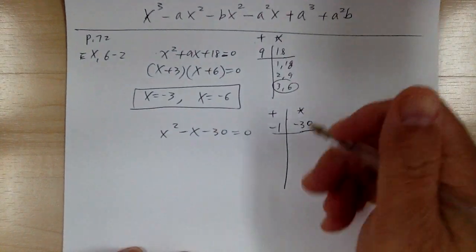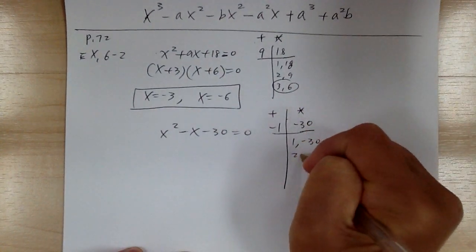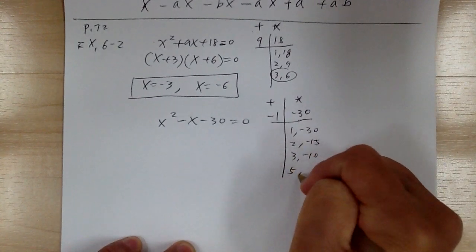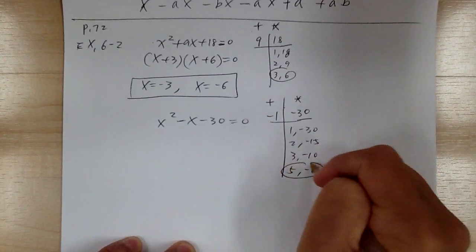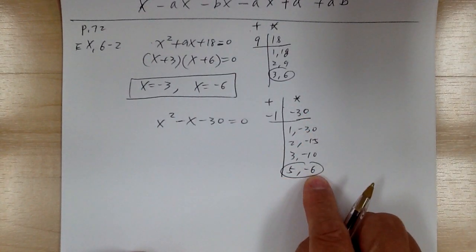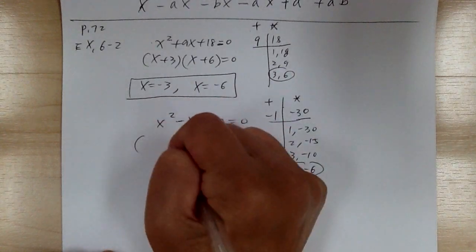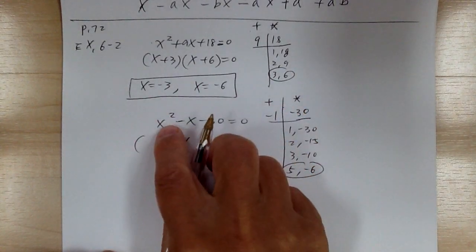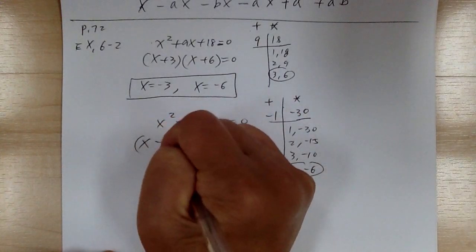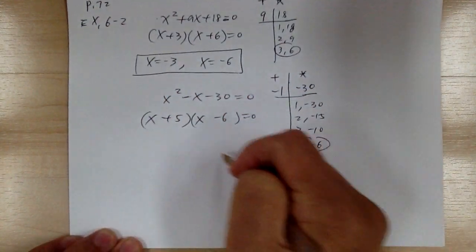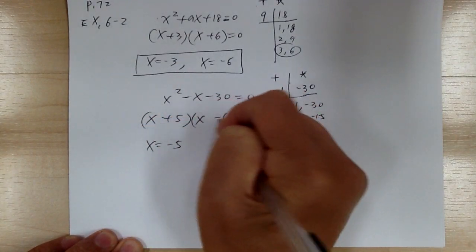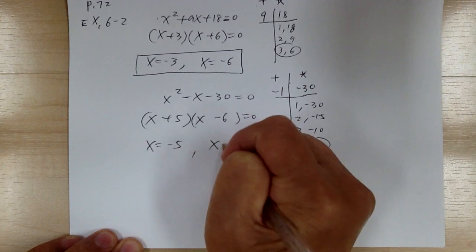Okay. So you can just start with 1 comma negative 30, 2 comma negative 15, 3 comma negative 10, 4 comma, 5 comma negative 6, and that's it. 5 times negative 6 gives you negative 30, and 5 plus negative 6 gives you negative 1. So first you have to get the x squared, so you're going to get x and x, and then plus 5, minus 6. From here, when you set this equal to 0, you're going to get x equal to negative 5. When you set this equal to 0 and solve, you're going to get x equal to 6.